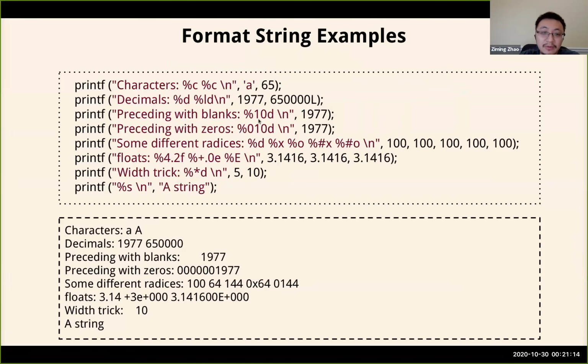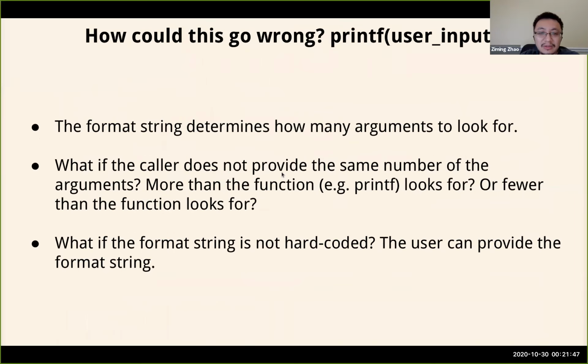For example, if you do %10d, look at the percentage sign and 10d. This is only 4 characters, but the output will be 10 characters. Then if you add %100d, there will only be 5 characters, but the output will be 100 characters. So that is how you do this.